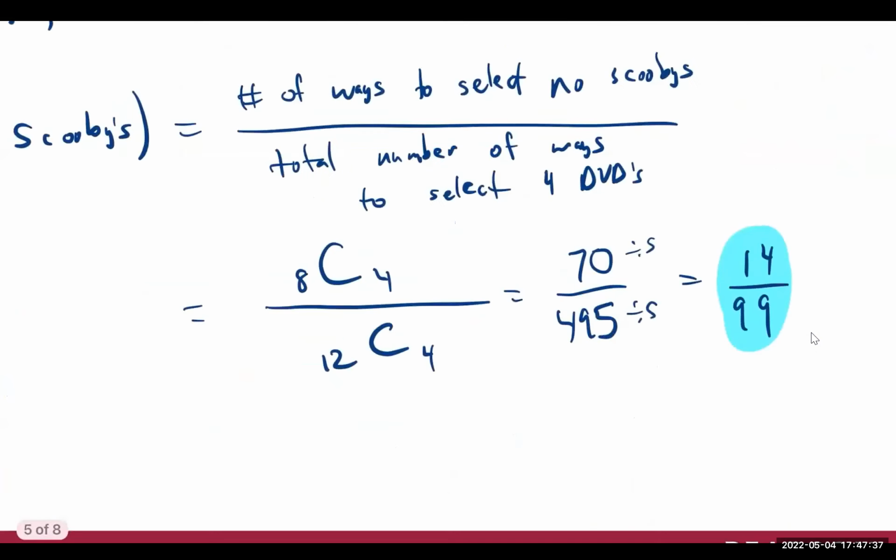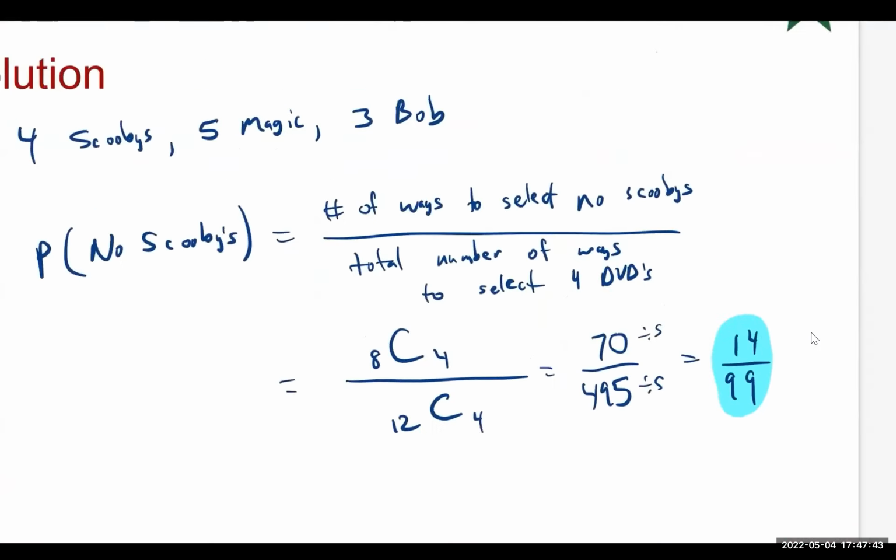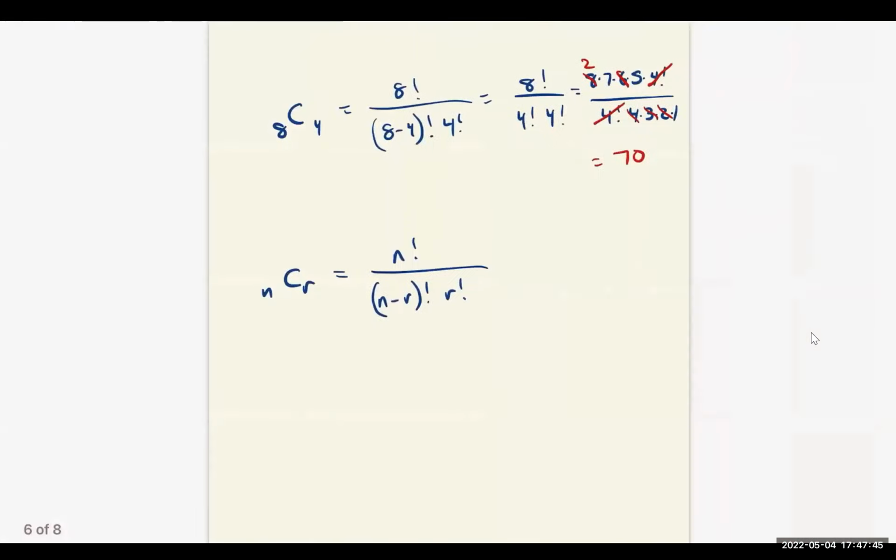So you can also do it by hand. 8 choose 4 is 70. And 12 choose 4, you can do the same exact way. You get 495. All right, let's look at the follow-up question.